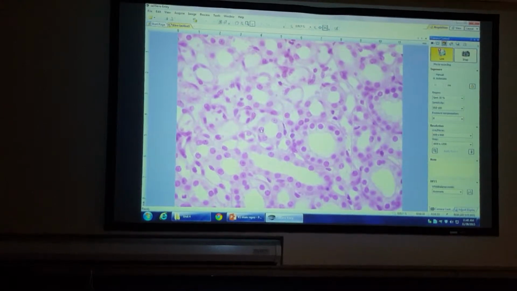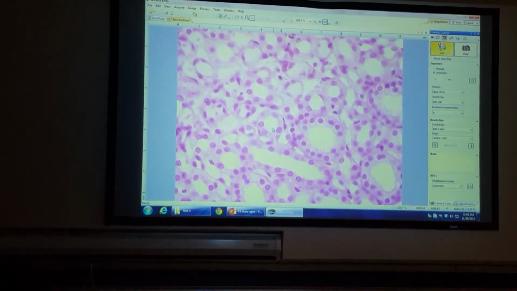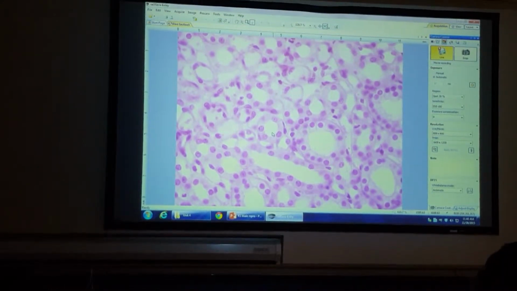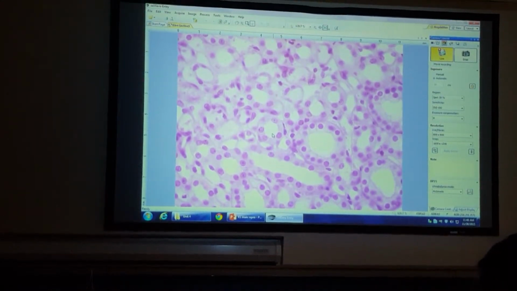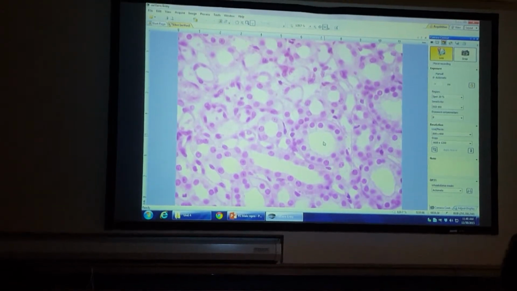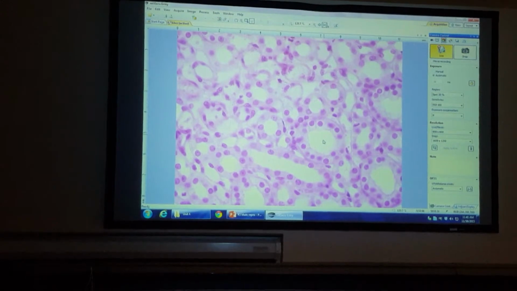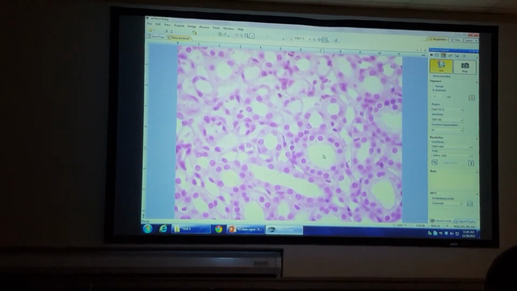Collecting duct. That's going to be a limb of Henle. Thick limb of the loop of Henle. What about this one here? Oh yeah. Same thing. Collecting duct. That's the collecting duct. Look at the difference. I'm going to show you again.